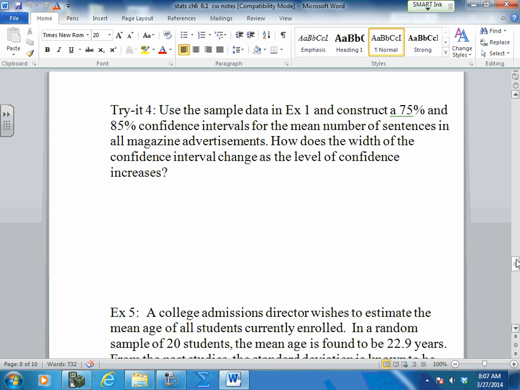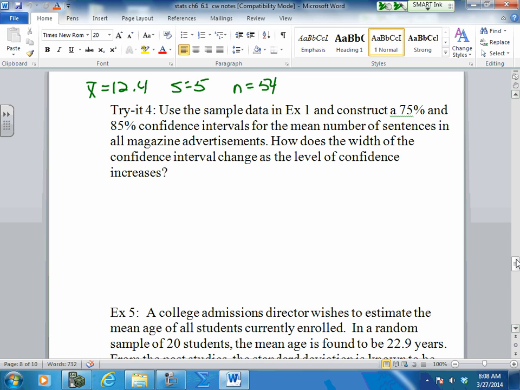In example 1, we had a mean of 12.4 and a standard deviation of 1.3. We had 54 advertisements. Standard deviation was 5. Thank you. Where did I get 1.3? Oh, that was the margin of error.